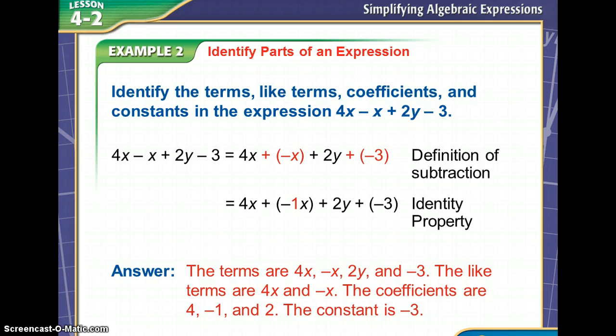Negative 3 never changes. So when you're trying to remember all of these terms, think about your constant term as being the term that never changes its value, whereas something like 4x and negative 1x and positive 2y will change depending on what x and y happen to equal. So those terms will vary. They have a variable in them. They will vary, while the negative 3 term will remain constant.